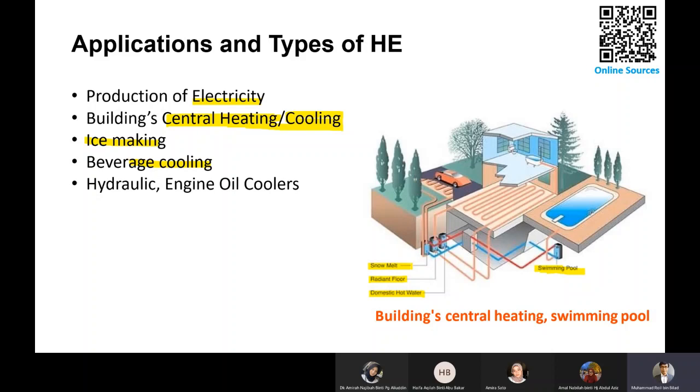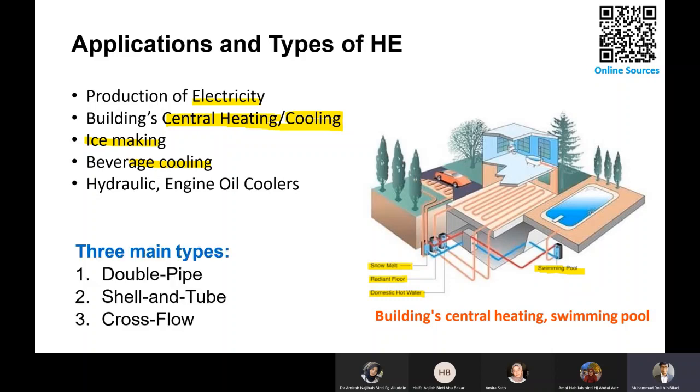When we talk about the heat exchanger, it refers to three broad categories. Number one is called the double pipe heat exchanger.